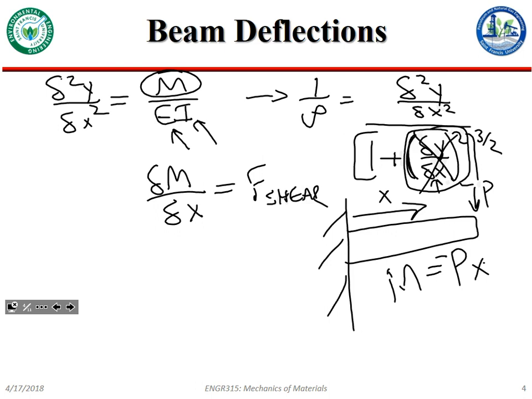Because you're going to have the same reaction force over here that you have in load, and it's going to change with x as you go out along the beam. There'll be a constant in there too, but generally speaking, this is what you got.